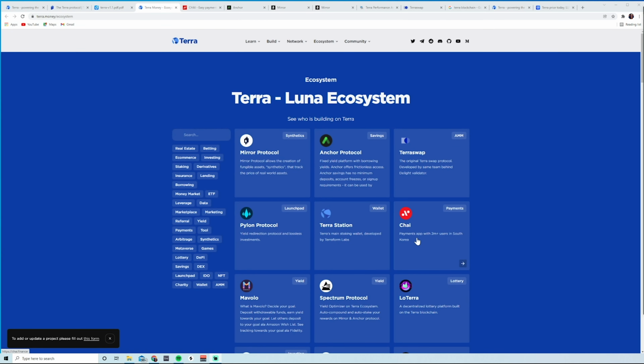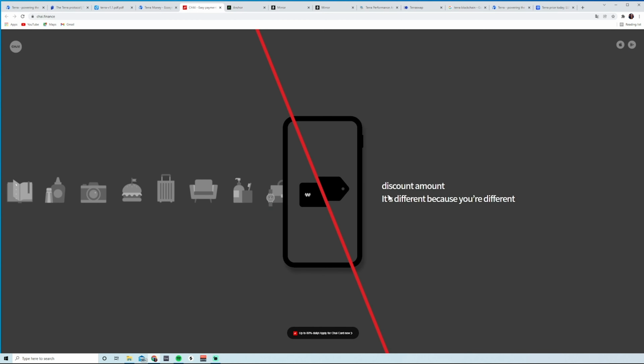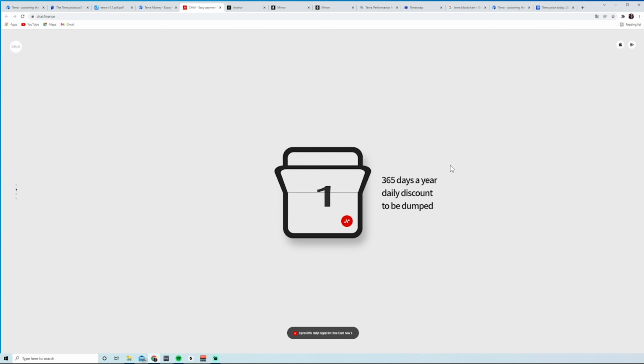So Chai is in South Korea. It's basically a payment app or payment gateway, something similar to Stripe or PayPal, but for Koreans, right? And they've already got 2 million plus users. They've been using this for 2 years now. And essentially, this is translated by Google, so this is in Korean. This barely makes sense, but it's different because you're different. Okay, great. Thank you. Whatever that means.